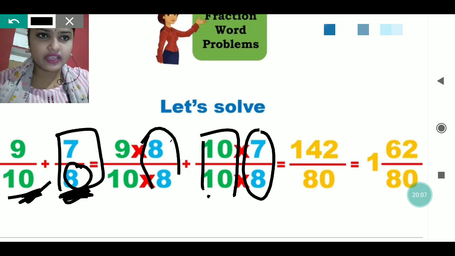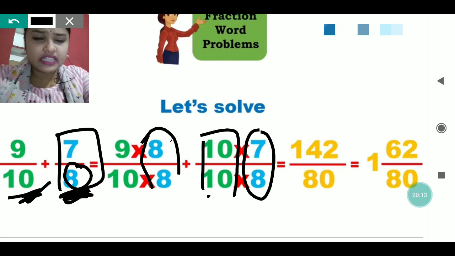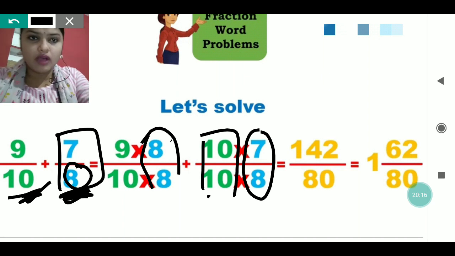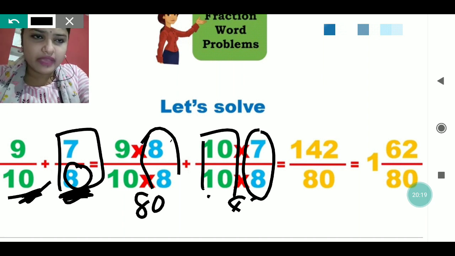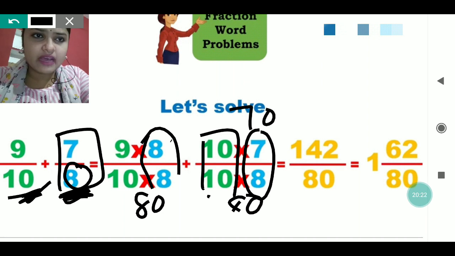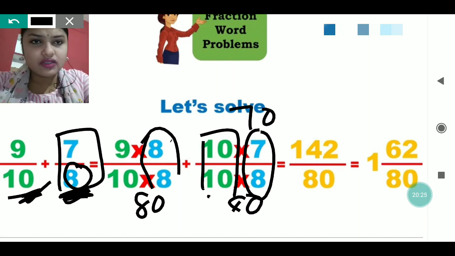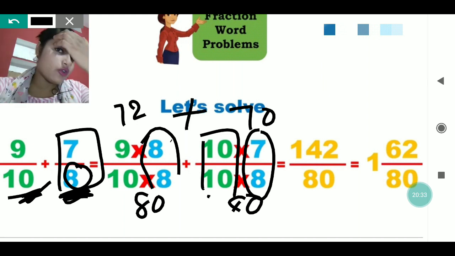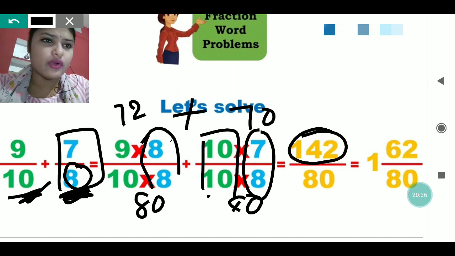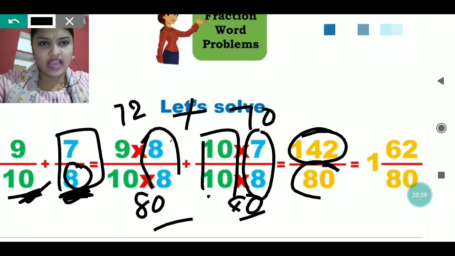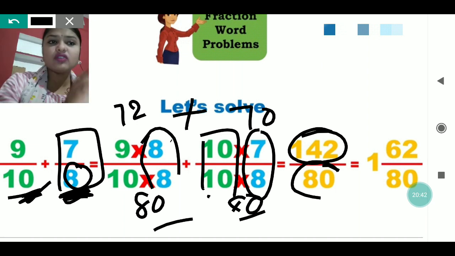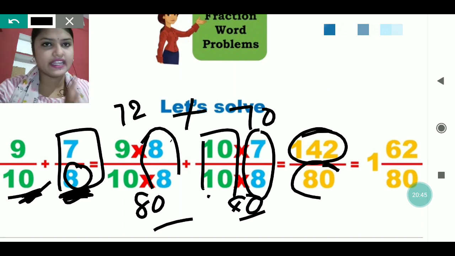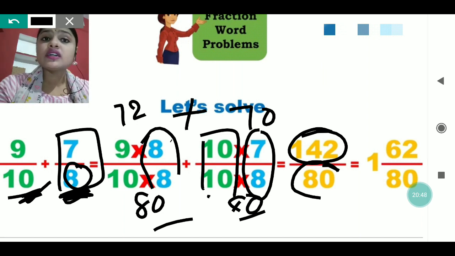When I am multiplying and after doing the multiplication, you can see both the denominators will come common. 80 it will come and it will also come 80. 10 sevens are 70 will come, and 8 nines you will do, then you will get 72. So now 72 plus 70 will be 142 by 80. 80 is the common denominator which I have got. And then what I have done, you can see it is an improper fraction, 142 by 80. So I have just converted it into the mixed fraction.